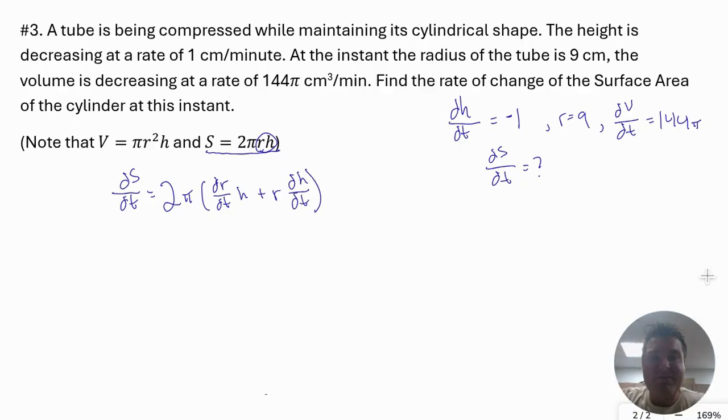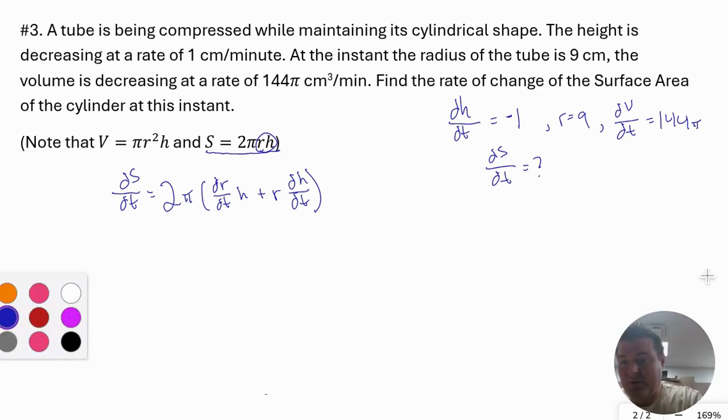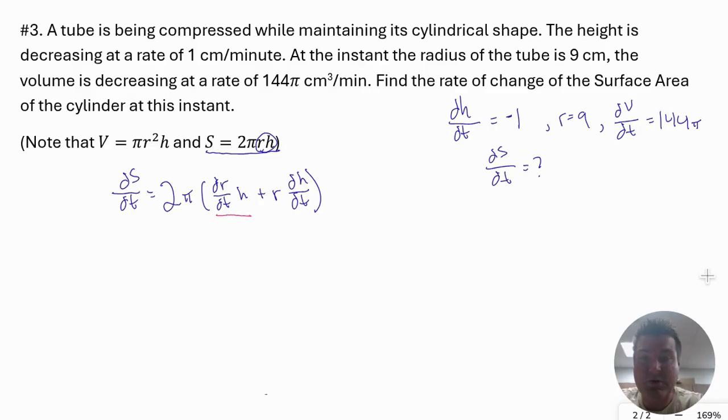Now, of what I have for my givens, I have dh/dt, I have r. I have not used dv/dt yet. I need ds/dt, so I'm actually looking for two things here. I'm looking for dr/dt and I'm looking for h. I need both of those things. So I have not used the volume yet. I'm going to treat that as my helper equation.